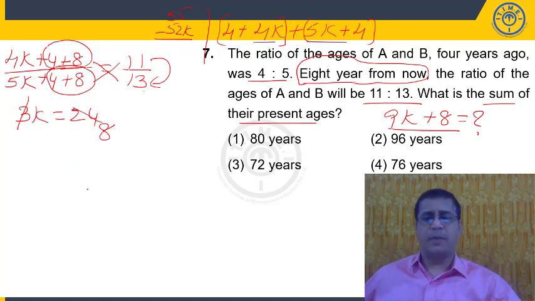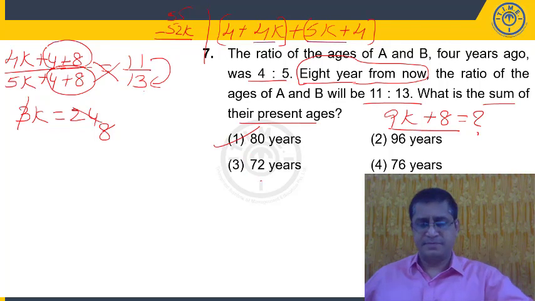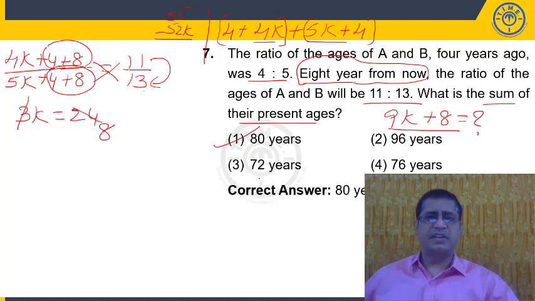Okay. So what is the meaning here? K is equal to 8 means 9 times 8 plus 8 means 10 times 8. 10 times 8 means 80. The value is 80, which means option 1. What is the discussion? 9K means K is equal to 8. 9 times 8 plus 1 more 8 means 10 times 8, 80. So the right choice is option 1. The first choice is the right choice.